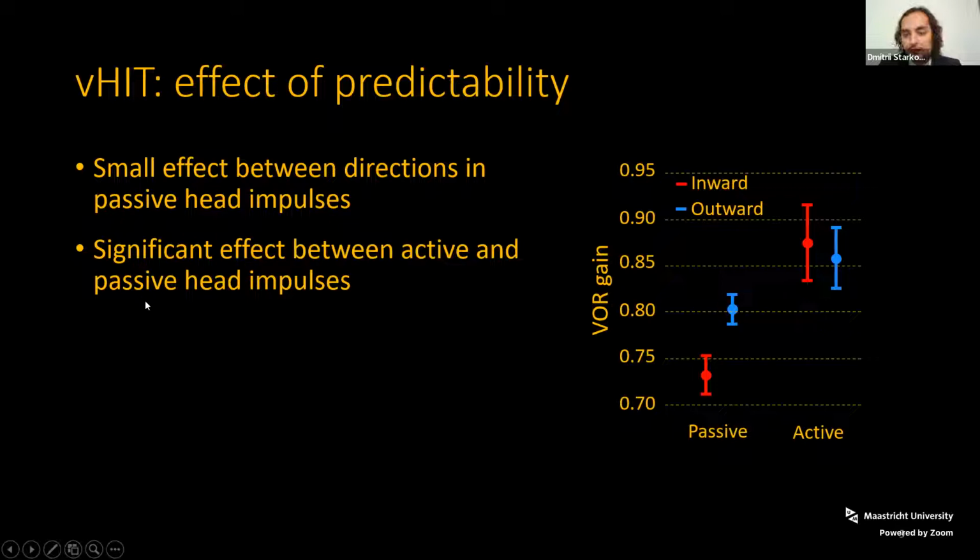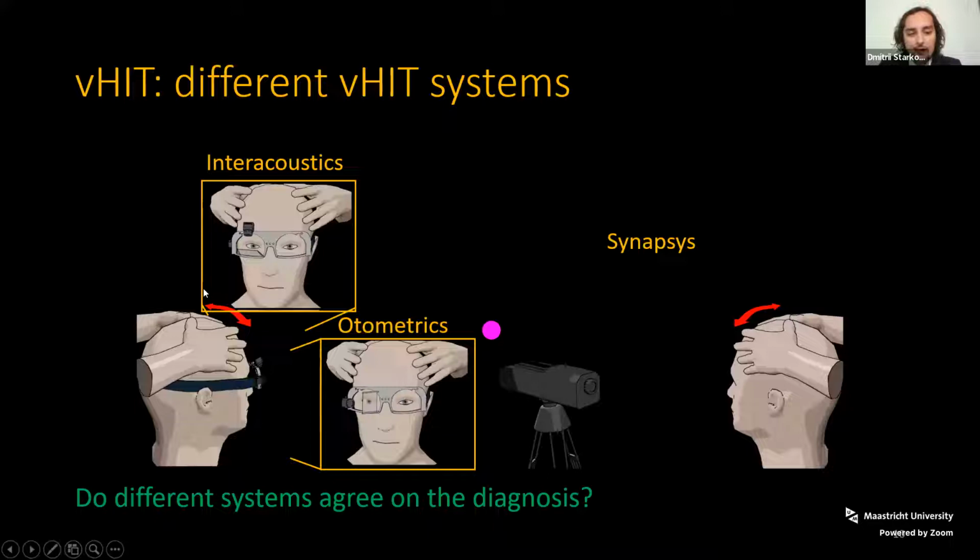The second type of variation is hidden in the ways we implement the system. We have several devices, several systems available on the market, and these VHIT systems differ significantly in many aspects. For instance, some systems use cameras placed on the goggles, so in this case, these are head-fixed cameras. Some systems use cameras which are ground-fixed and located in front of the patient's face. Also, these systems use completely different ways of calculating the outcomes.